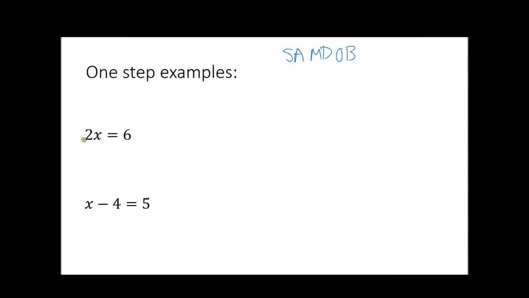Now, what operations are happening in this equation? There is no subtraction or addition, but there is multiplication. So what I want to do to get x by itself is do the opposite thing to both sides, because I've got to balance it. So if I've got 2 times x equaling 6, then I just do the opposite to each side. The opposite of multiplication by 2 is division by 2.